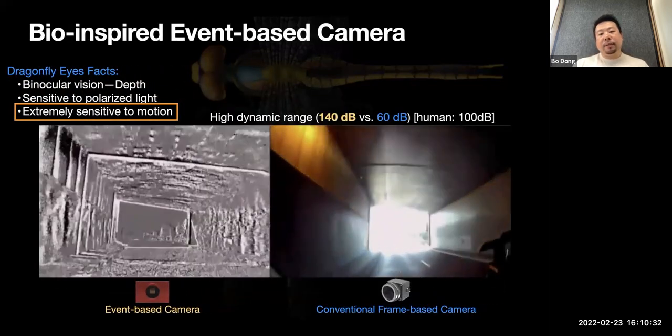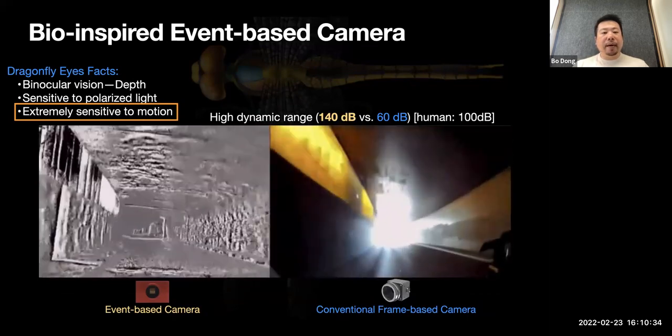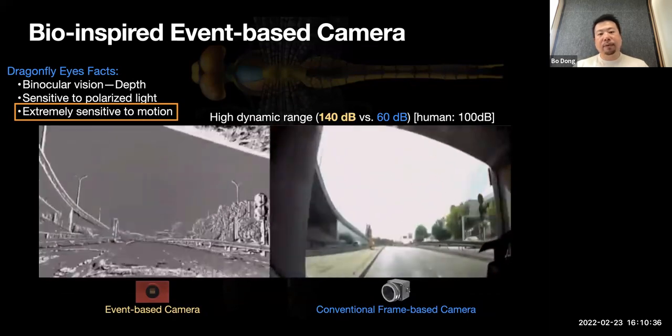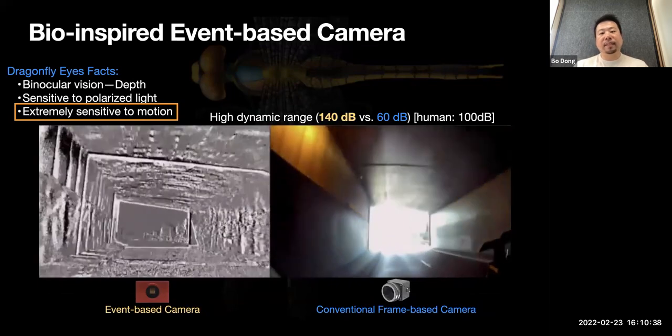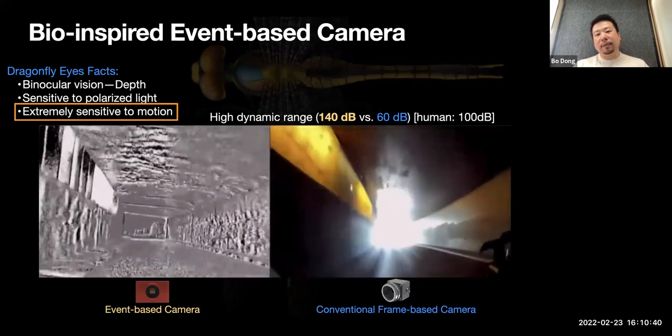The event-based camera has other interesting features because it has a very high dynamic range of 140 dB. A regular camera only has 60 dB. Human eyes are 100 dB.